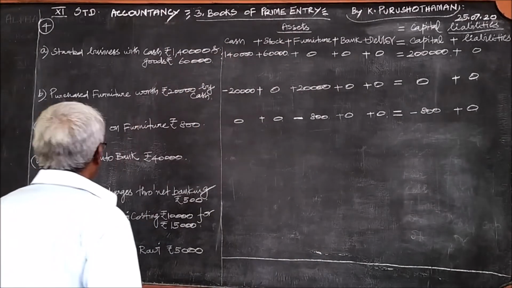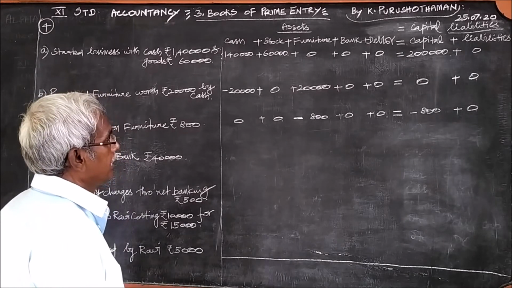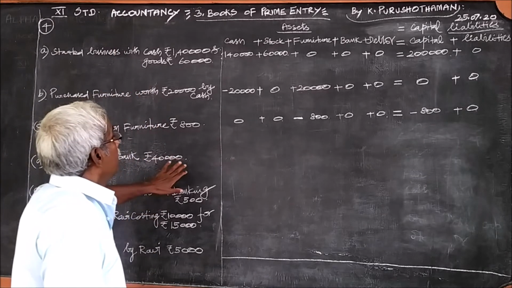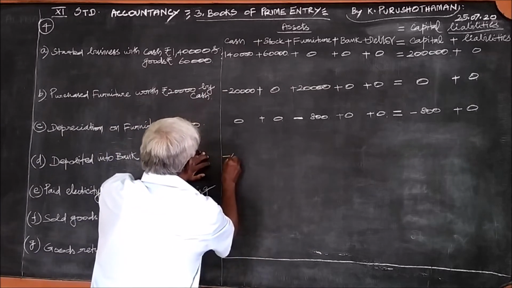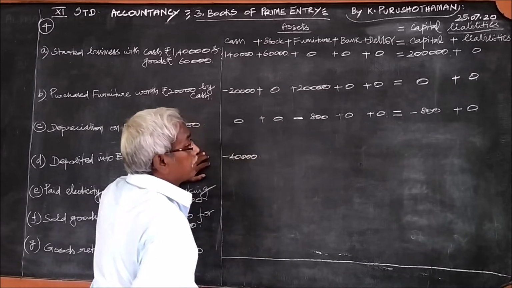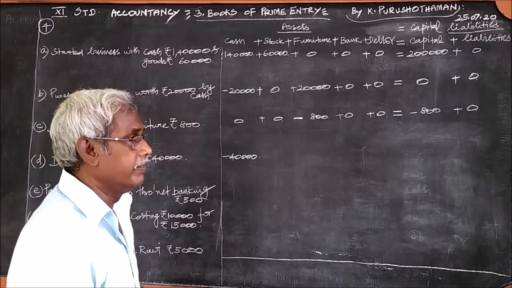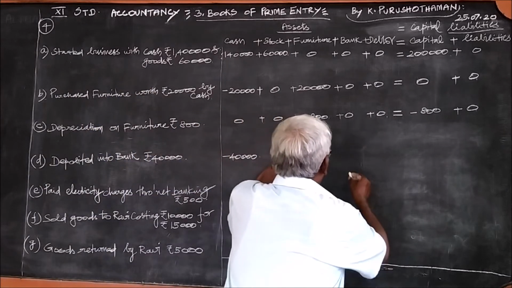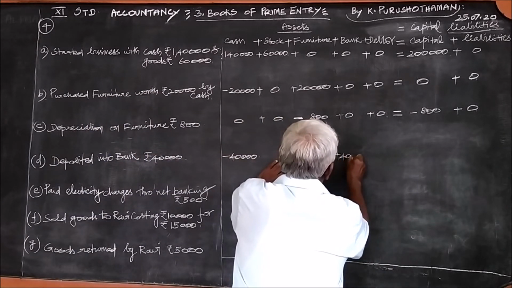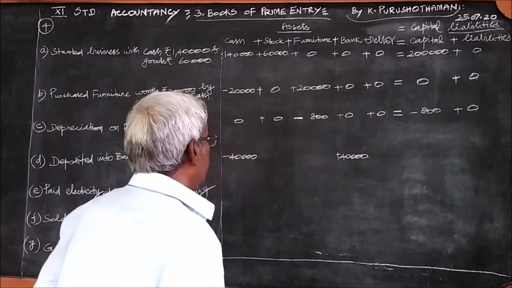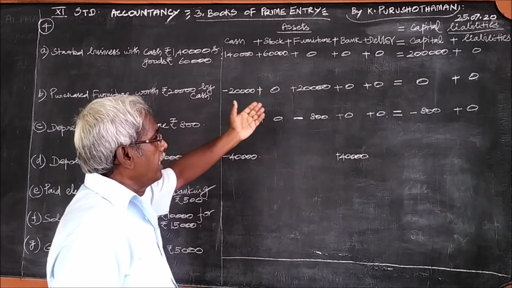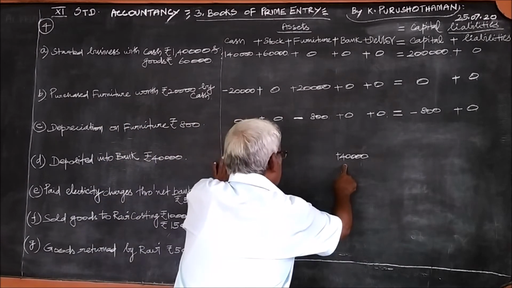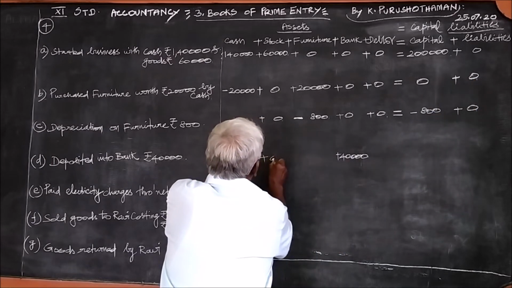Then, the fourth one, deposited into bank rupees 40,000. That is, the money is paid into the bank. Money is deposited into bank 40,000. So, the cash balance will reduce, minus 40,000, because we take the money from the business and give it to the bank. Therefore, for the bank it is plus. You can check in the previous transaction, left hand side minus 800, right hand side minus 800. In this transaction, minus 40,000 plus 40,000, 0, right hand side everything 0. The rest of the items are 0.